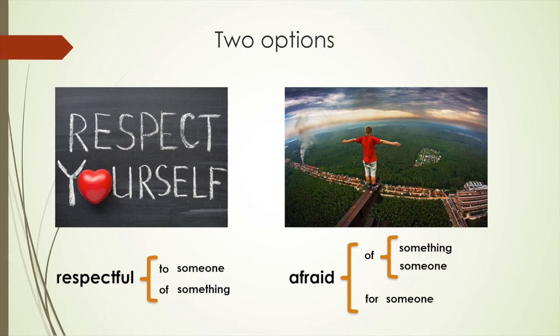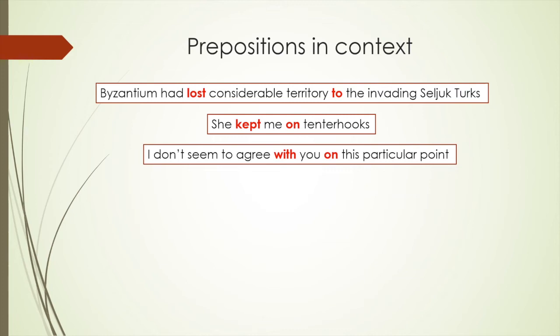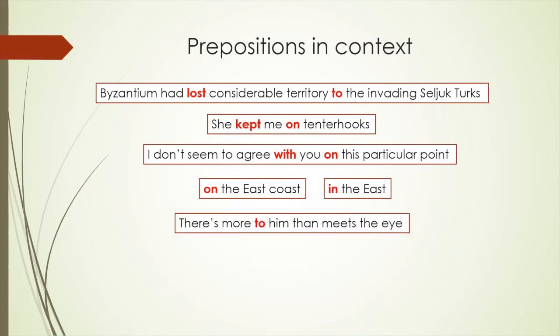So in real life, we see prepositions in a context. Look at this. Lost to, all right? Just like in sports, we lost to this team. Now, in on tenterhooks, on goes with tenterhooks, not with the verb. So the verb is not keep on, it is the expression. I am on tenterhooks, you keep me on tenterhooks. Agree, well, I agree with you on this. It takes two prepositions. When you learn east, remember it's on the east coast, on the coast, but in the east. It can be confusing. There is more to him. It's an expression: more than meets the eye.